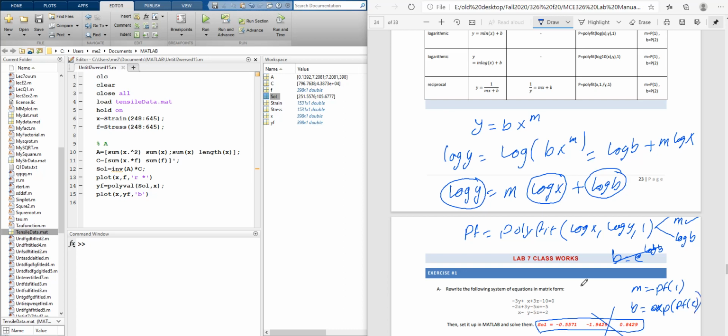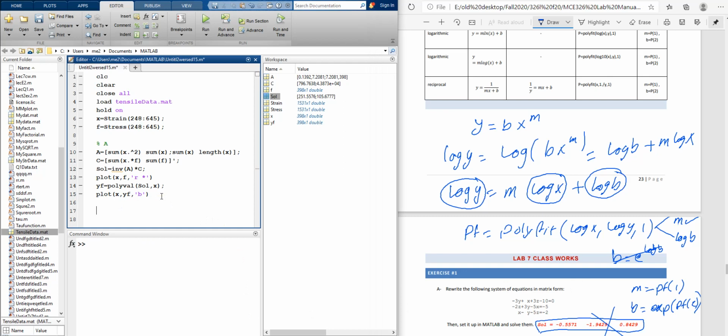Why? Because the polyfit function itself will return the value of m and the value of log of b, as you see here. So m is already the first element in the polyfit vector, while b is the exponential of the second element in the polyfit vector. This is what we're trying to do.